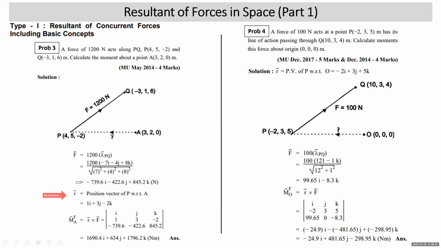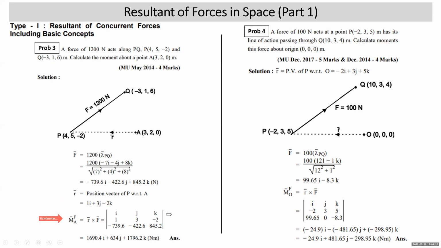R bar. R bar is the position vector of P with respect to A, or you can take Q with respect to A. Right now I've taken the position vector of P with respect to A. That is P minus A. 4 minus 3, 1 I. 5 minus 2, 3 J. Minus 2 minus 0, minus 2 K. Now, the moment of the force F about A is R bar cross F bar.